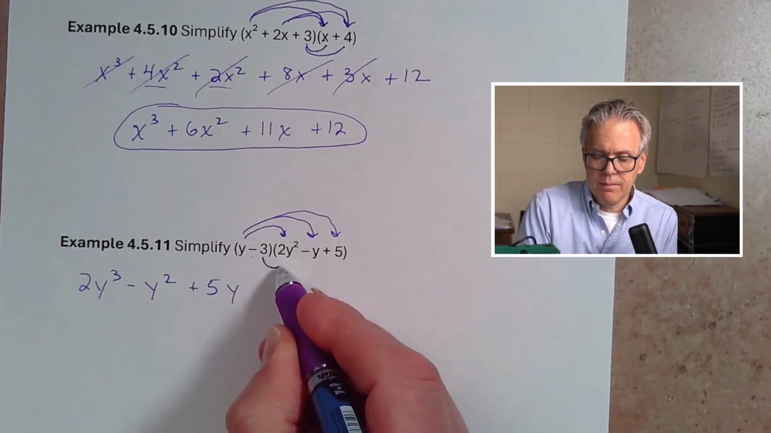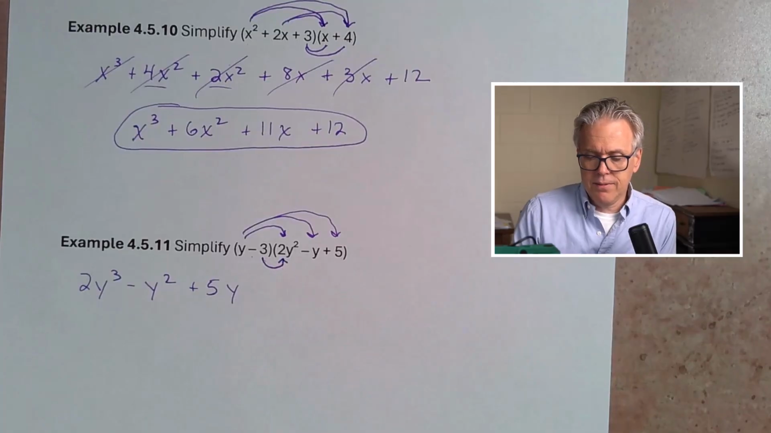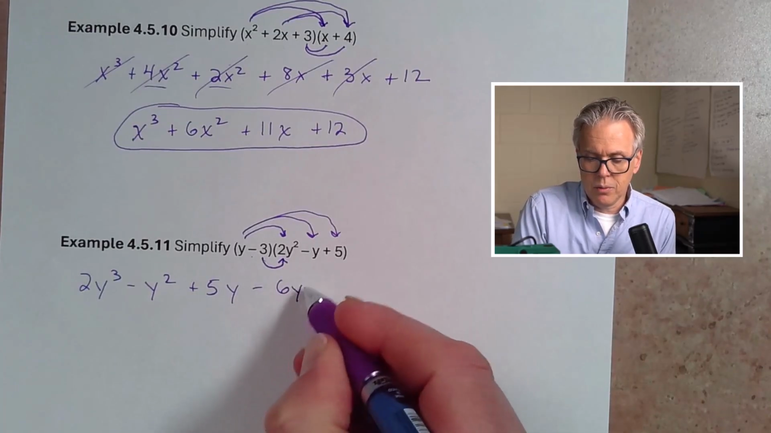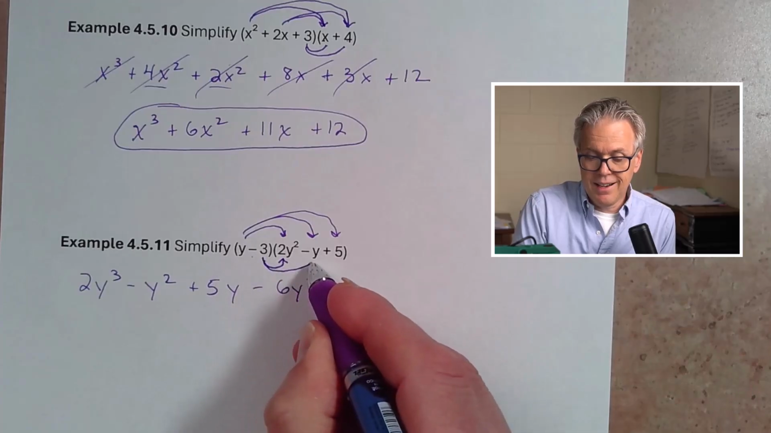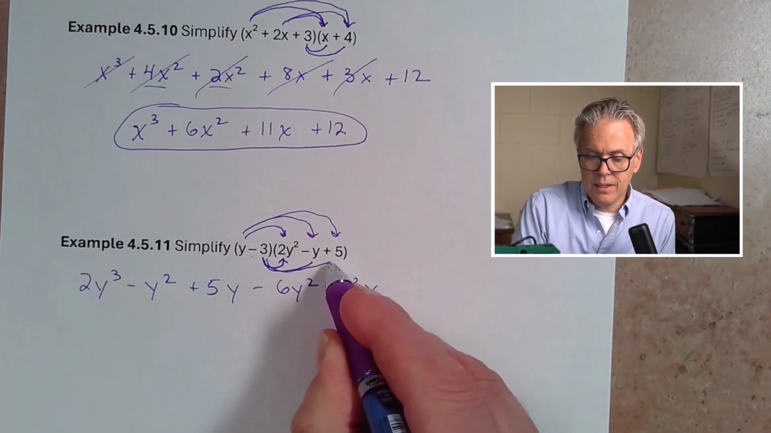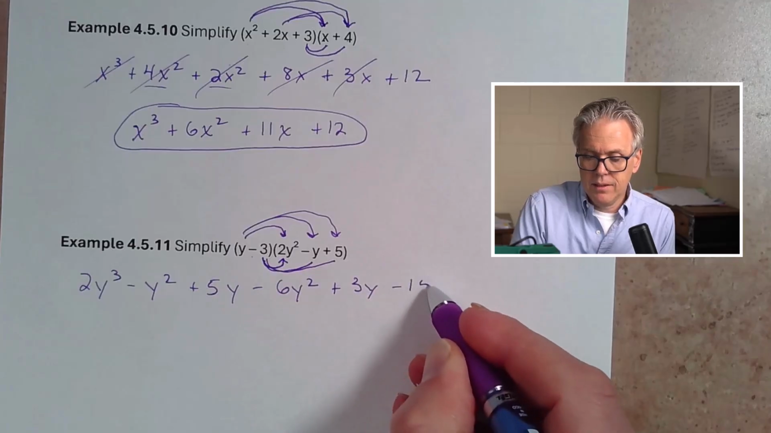Take that negative 3. Be careful with the negative sign. So negative 3 times 2y squared is going to be a minus 6y squared. Negative 3 times a negative y is a positive 3y. Negative 3 times 5 is a minus 15.